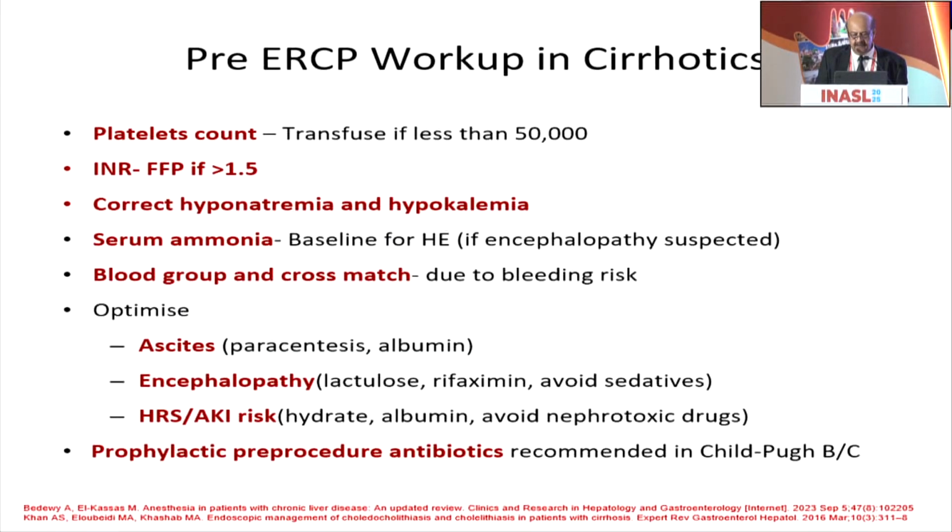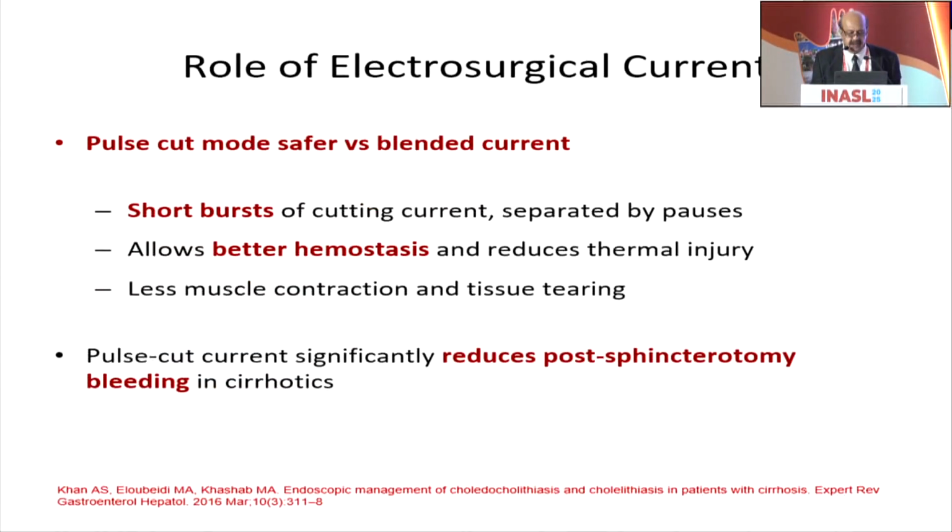Optimize these patients if they are in decompensated state. Ascites, do paracentesis, give albumin. Encephalopathy, give lactulose, rifaximin, and avoid sedatives. If there is HRS AKI, hydrate the patient, give albumin, avoid nephrotoxic drugs. Prophylactic pre-procedure antibiotic is always recommended if the patient has got Child B and C status.